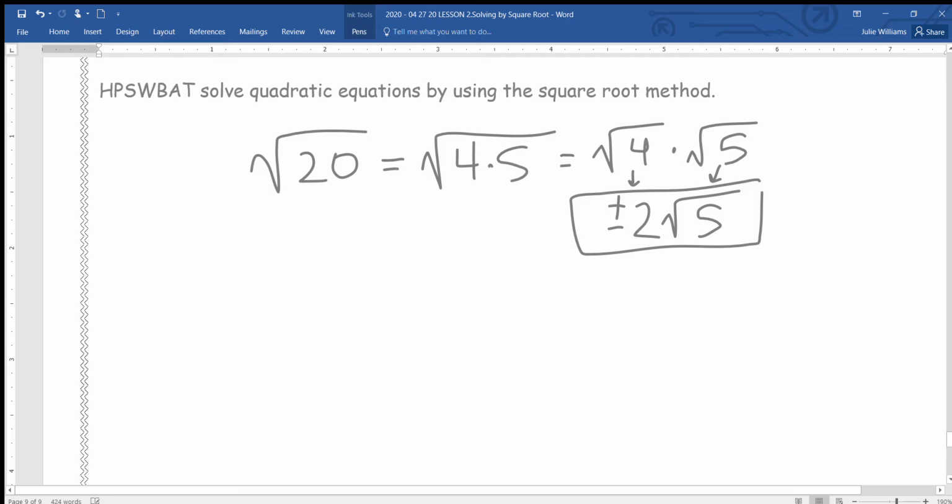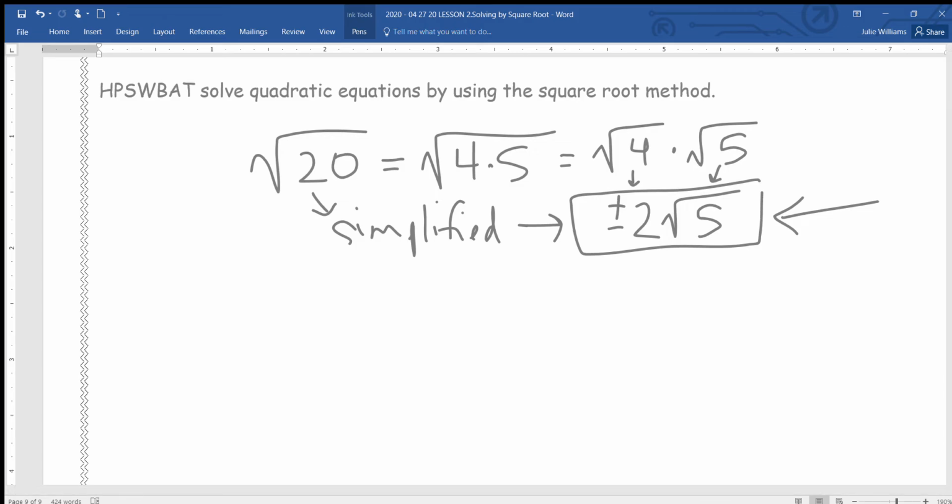So the square root of 20 simplified, and I'm not sure this will show up in your work or not for right now. This is just extra information. It's good knowledge to have. The square root of 20 simplified is actually plus or minus 2 times the square root of 5. All right, let's do another one.